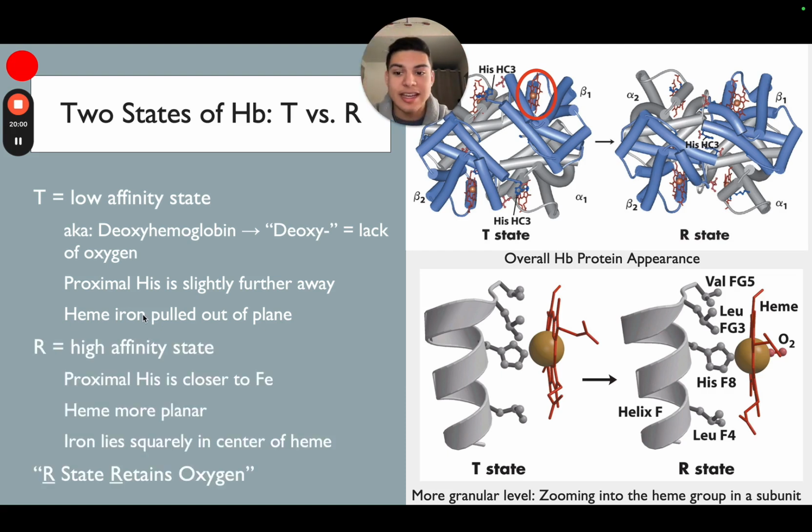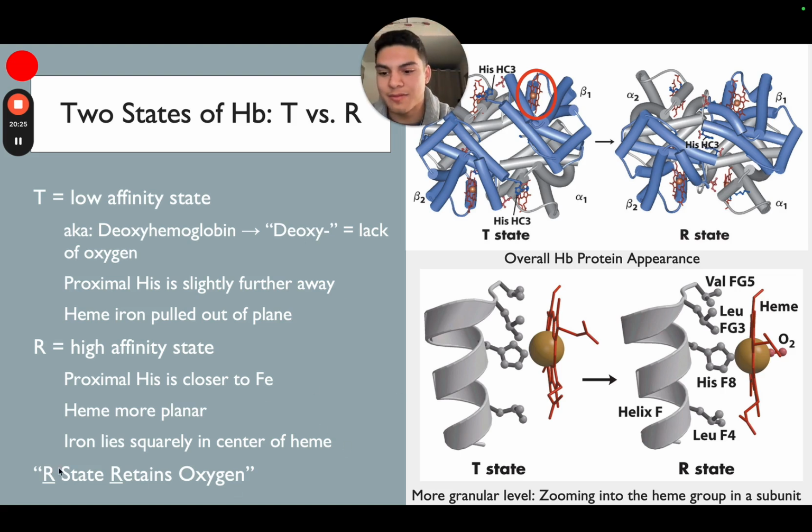Whereas the R state is the high affinity state, and R is short for relaxed. I know that's counterintuitive, but that's what they're named for. Essentially, the proximal His is much closer to iron, which allows that bent plane of the porphyrin ring to flatten out now. It's not really visualized here. I'll show you in the next slide. But the heme is more planar, and the iron lies squarely in the center of the heme, which allows oxygen to now bind neatly onto it.